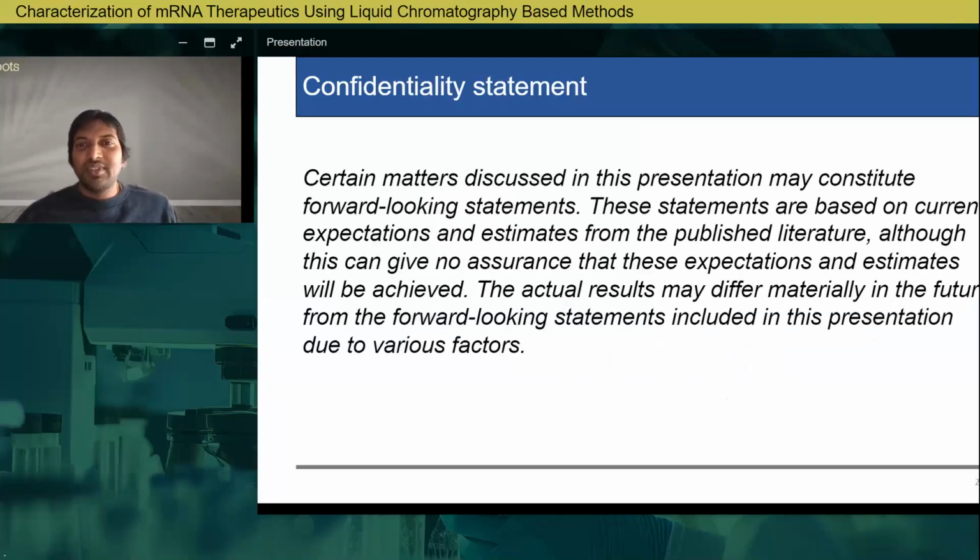So this is a confidential statement. I'm just making this talk based on the literature which has been published and is available in public. No confidential information has been shared. It's more of an educational talk, and these are mostly the views of the current literature. And yeah, I just want to confidently say that there's no confidential information in this.